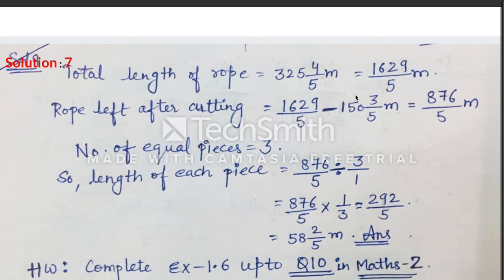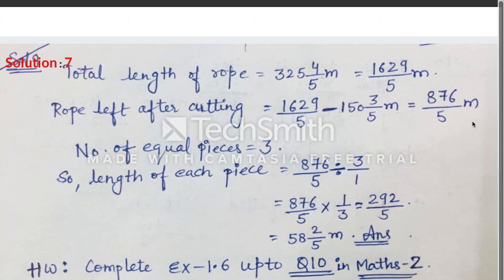For example, if I am saying there is a rope of length 10 meter and 2 meter you cut. What is the remaining value? 10 minus 2, that is 8 meter. So the same concept. Total length is given to you. We convert it into improper fraction. Length being cut 153 by 5. So what is the rope left after cutting? This total length minus the one which is cut off. We get it as this. Clear this much part? Sure. Let's move on.